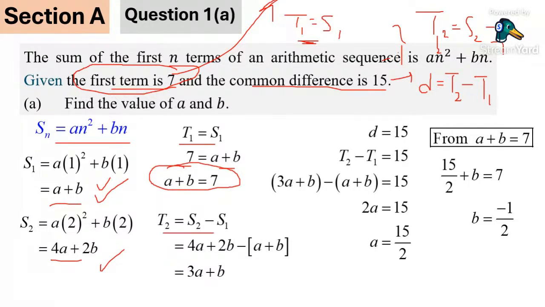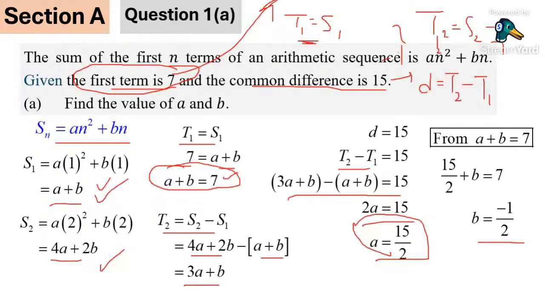Then in order to get T2, so that I can further relate with common difference, I use S2 minus S1. So I have 4A plus 2B minus A plus B. So I got 3A plus B. And this is used for the further calculation where common difference D is equal to 15. So T2 minus T1, substitute accordingly. I get the answer for A. Once I get the answer for A, I substitute back into this equation here, I will get my answer for B. Itu saja idea dia.